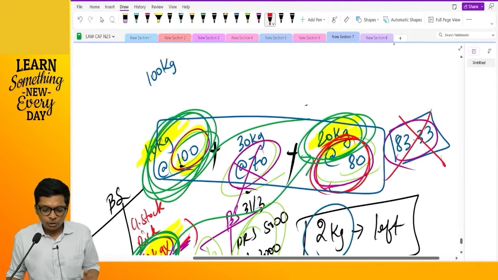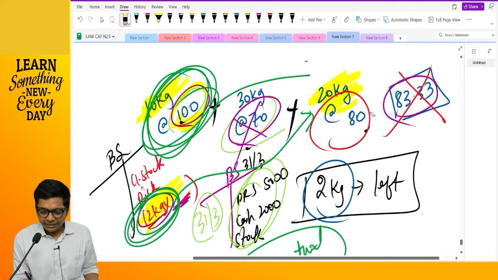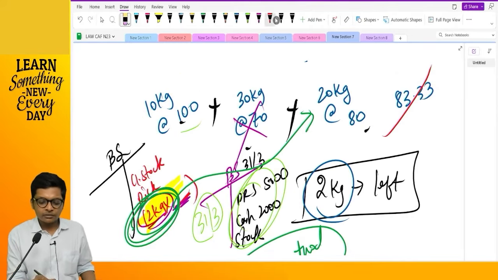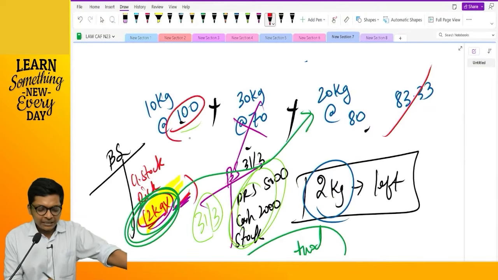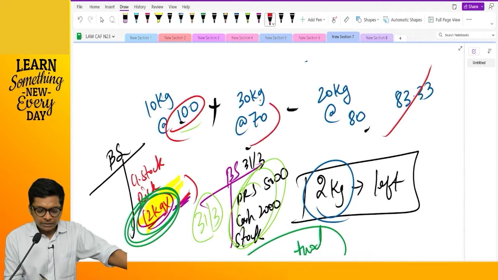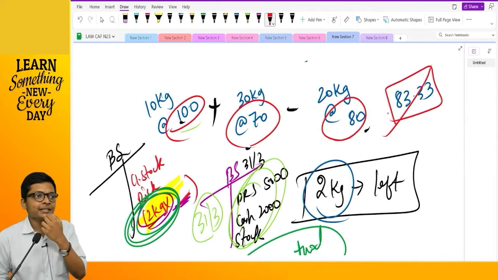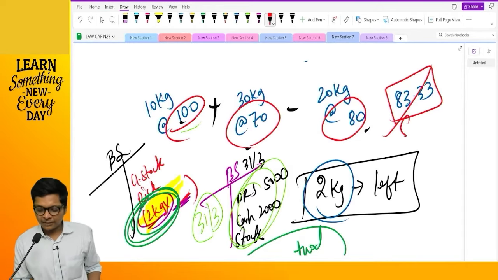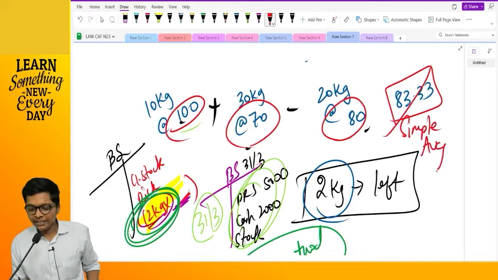Now, in this question, look at this, guys. 83.33 is one of the methods. What method is 83.33? Simple average. How did I find 83.33? 100 plus 70 plus 80 by 3. How much are you getting? 83.33. Correct, guys? Everybody is aware of this. What is this? Weighted average method. Correct? What method, guys? Weighted average. This is simple average.